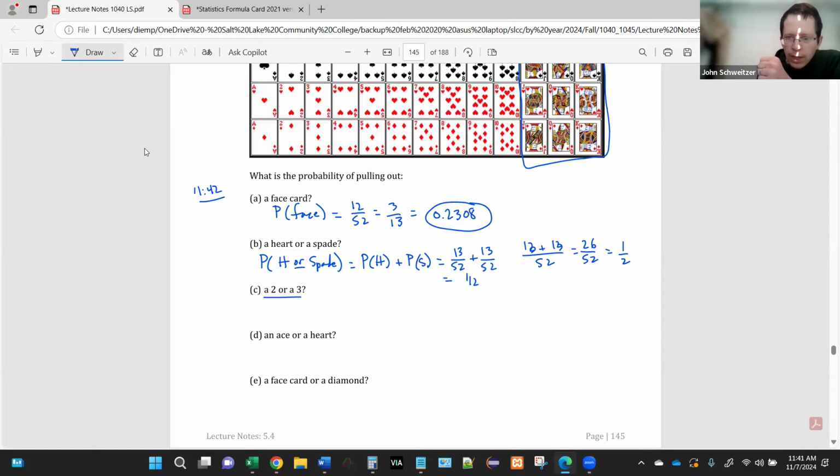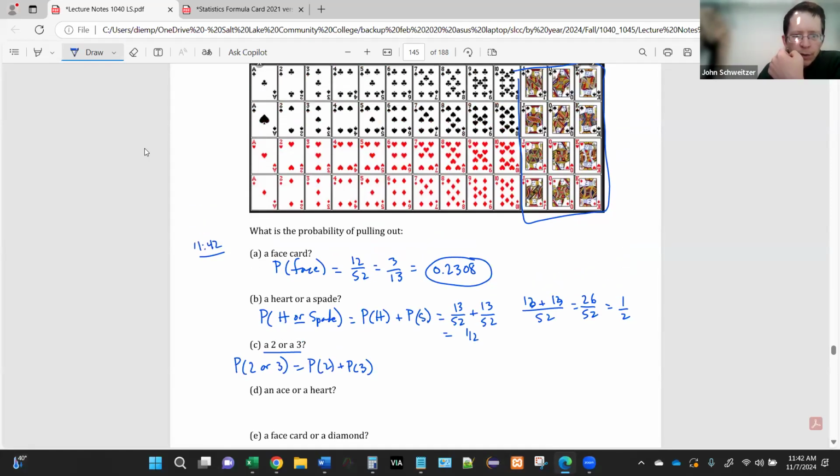Okay, so a 2 or a 3. Good, yeah, that's correct, Armand. So if we go probability of 2 or 3, that's going to be probability of 2 plus probability of 3. Okay, so there are 4 2s, right? If we look here, all of the cards in this column here are 2s. All of the cards in this column are 3s, right? So we have 4 out of 52 2s, and then 4 out of 52 3s. So that's 8 over 52, which is 0.1538.